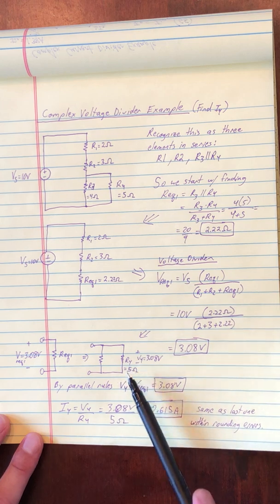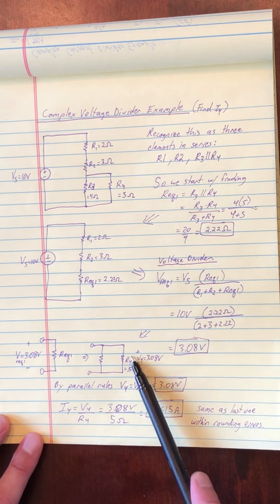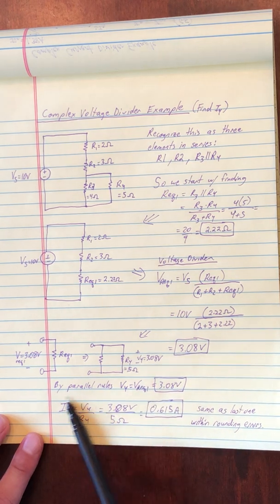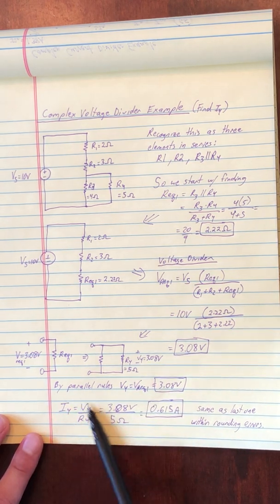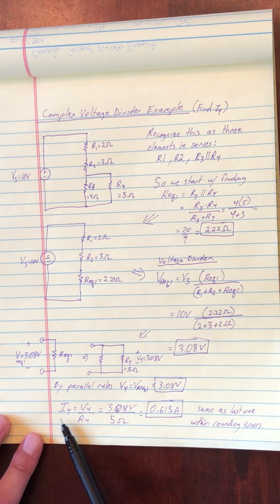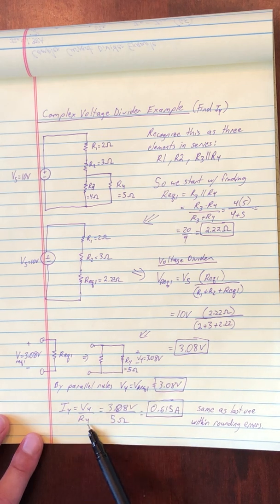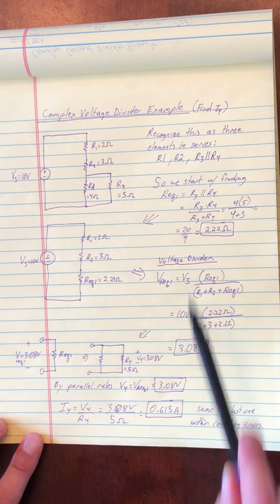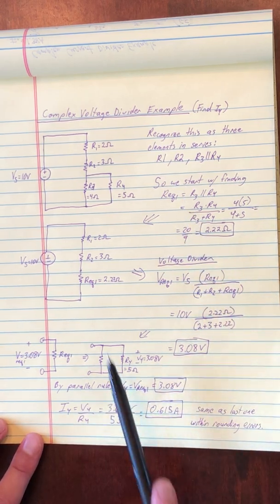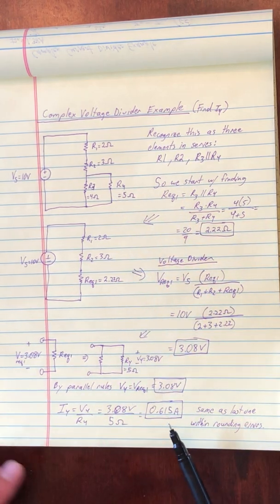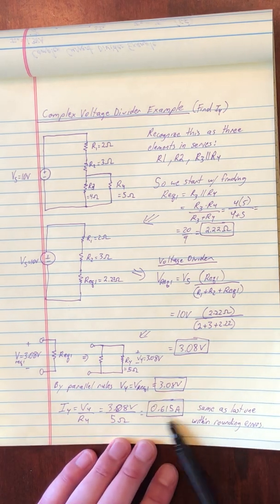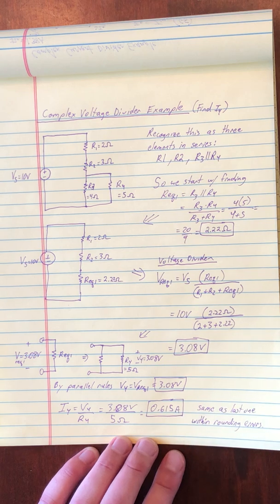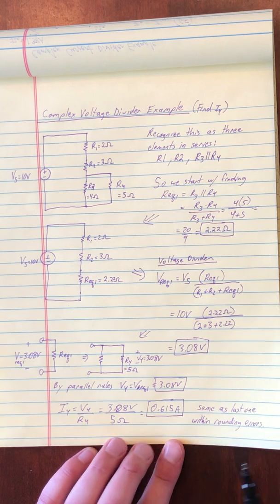Well, we're looking for the 5 ohm resistor's current. I have 3.08 volts across it, it's 5 ohms, and now I can use the element equation for R4 that says that I4 is V4 over R4, so that's 3.08 divided by 5, and I get 0.615 amps. So pretty quickly we get to the current through this 4th resistor, this 5 ohm resistor. And you notice on the other page we got 0.613. There's a little bit of rounding error here, but it's the same answer if we include rounding errors.